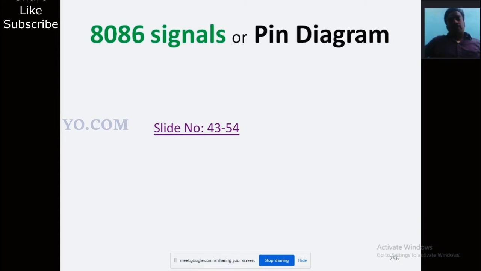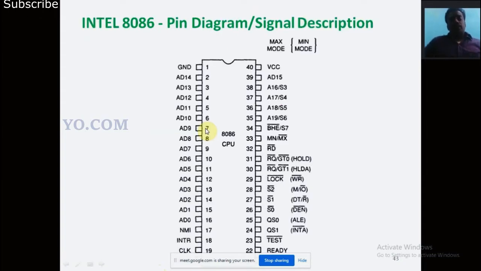The 8086 signals are the pin diagram, that is, the hardware configuration of our processor. In this we are going to study the different pins used in 8086. Totally we have 40 pins. What is the function of each pin, how it is accessed, how it operates. These are the things we are going to study today.